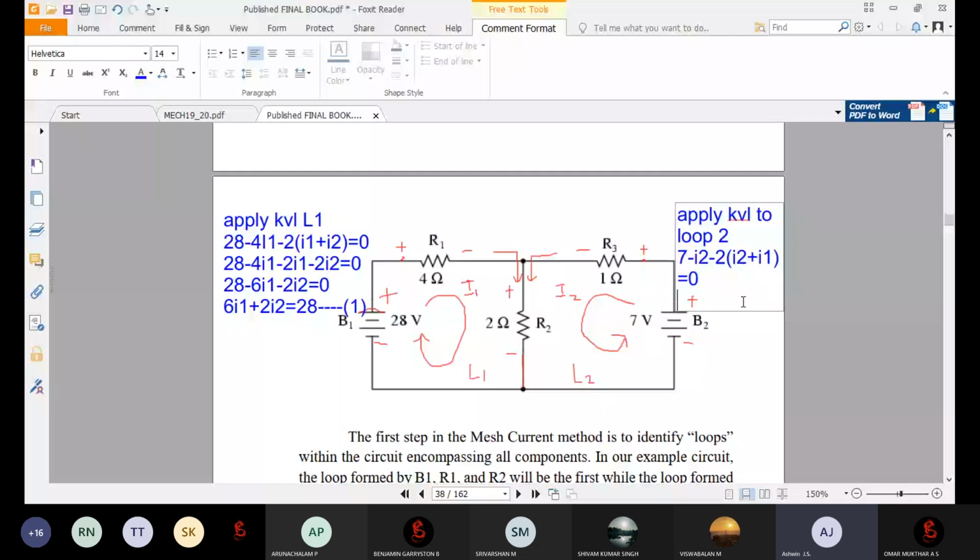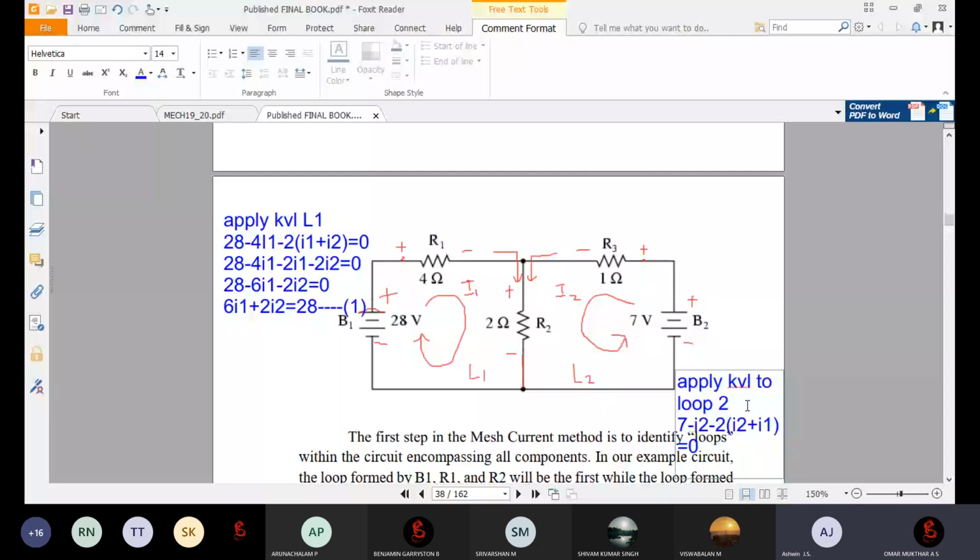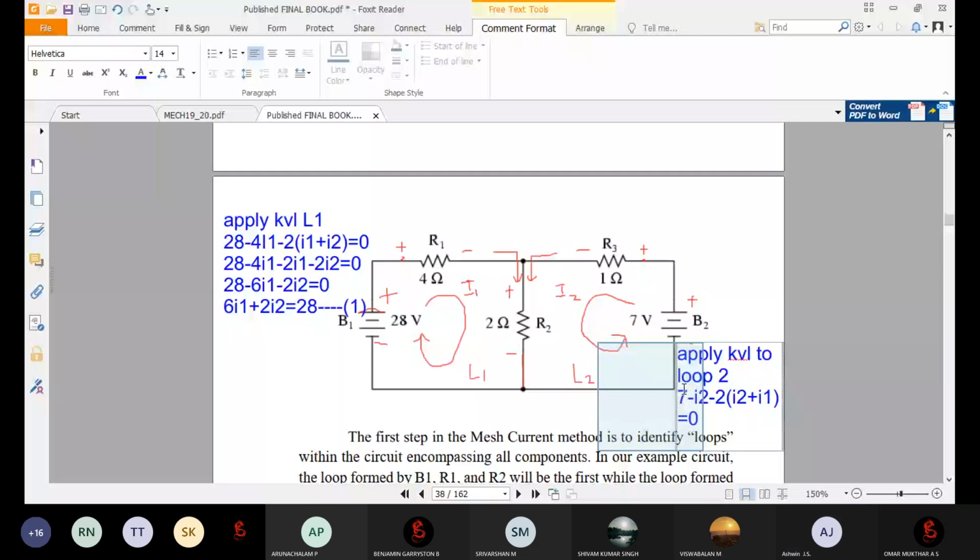So what will you get? 7 minus I2 minus 2 I2 plus 2 I1. I'll write it here. Space is not sufficient.